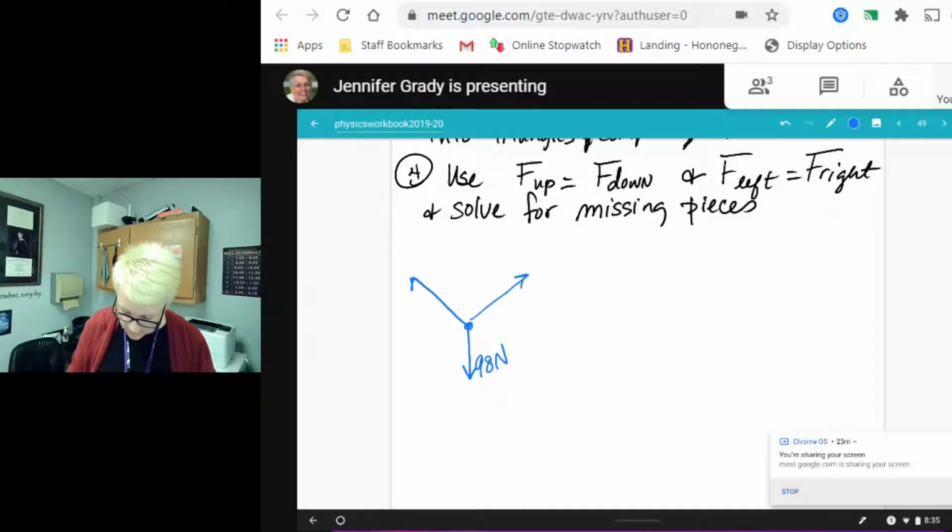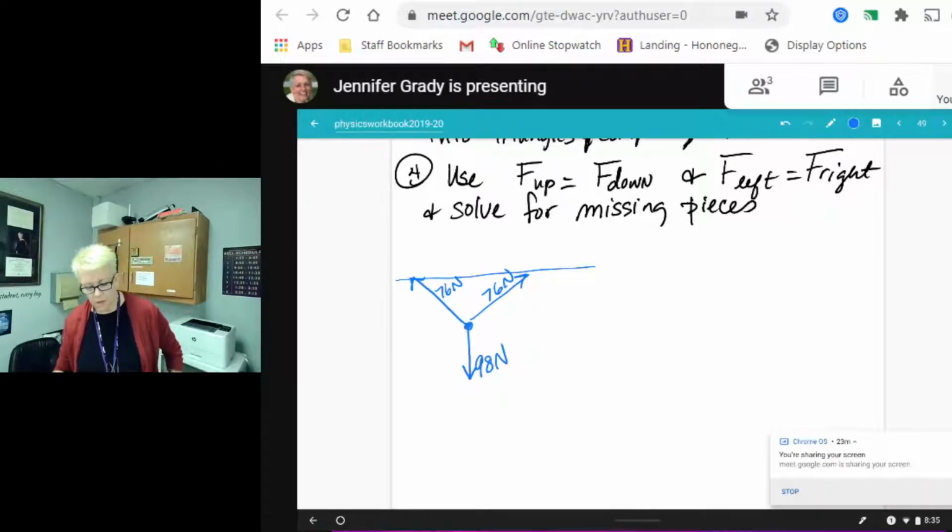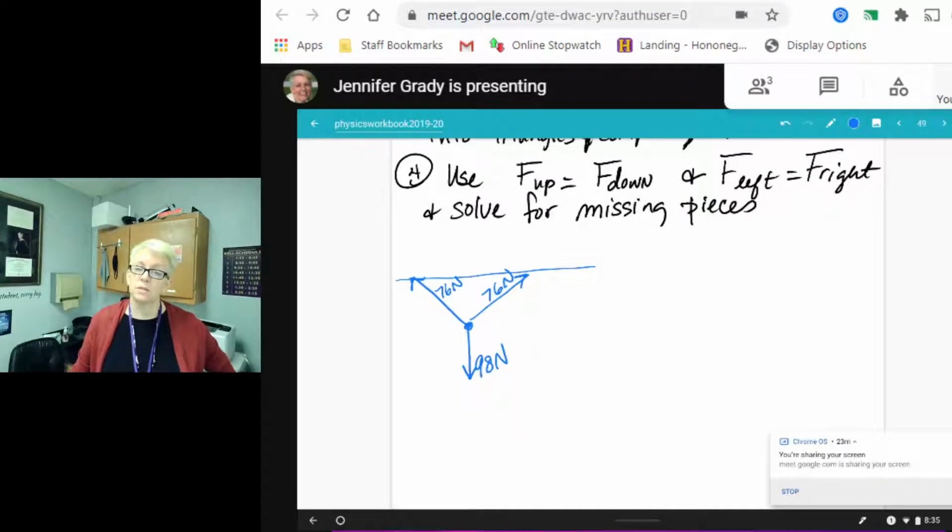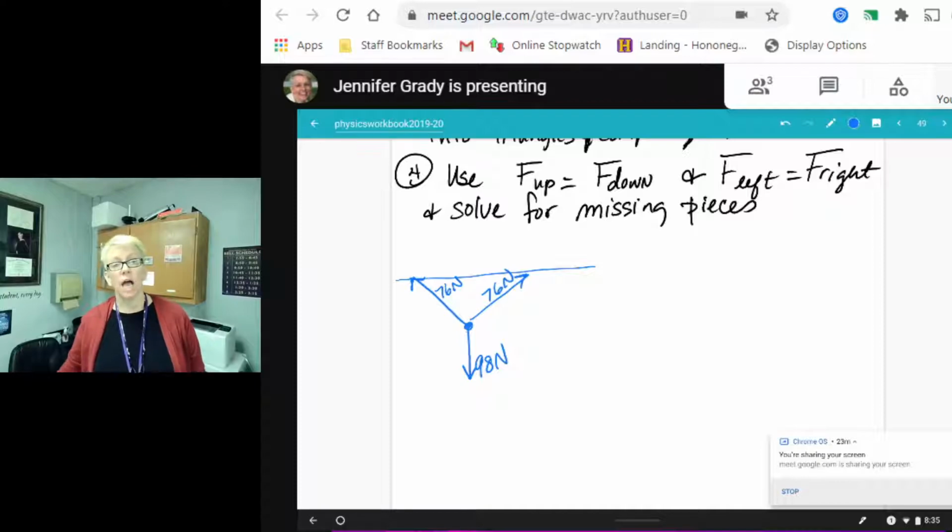Shoot, I'm starting to forget. 76? I think it was 76. 76 newtons this way, 76 newtons over here, right, with my 40-degree angle. That might surprise you because there's no clear mathematical relationship just out of the gate, like something easy that you can see. They don't match. They're not all 98. They're not halves, obviously not.